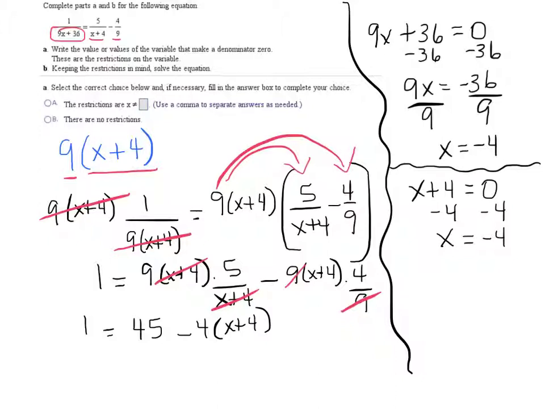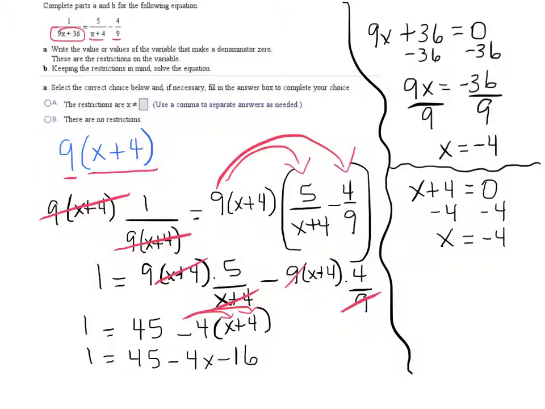It's something not unlike some of the other things that we've done. So we have negative 4 times the x and a negative 4 times the 4. So we'll end up with 1 equals 45 minus 4x minus 16. And I'm going to leave that for you to finish up.